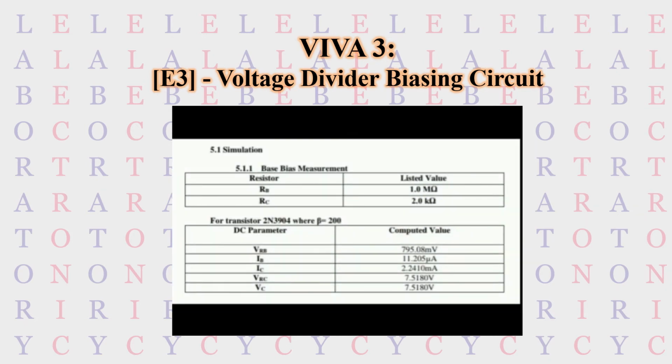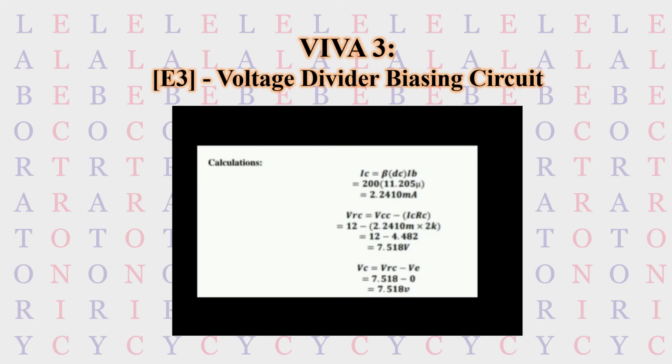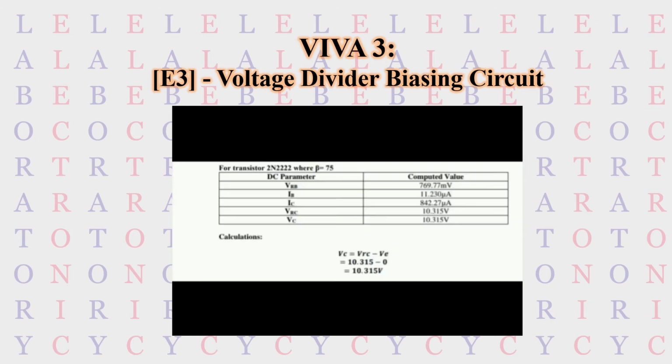This is the result of the simulation for transistor 2N3904 where beta equals 200. With the computed value that we got, we calculate VC with this formula, and then we get VC equal to 7.518 volts. And the result of the simulation for transistor 2N2222 where beta is equal to 75. This is the computed value, and with the computed value we get VC equal to 10.315 volts.